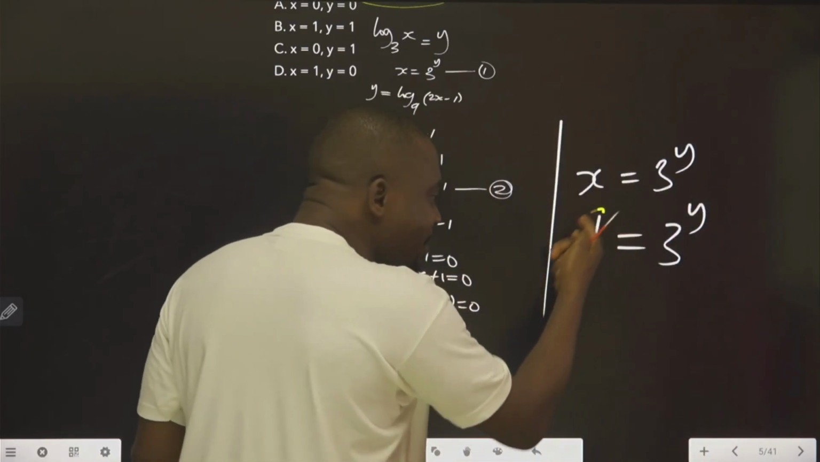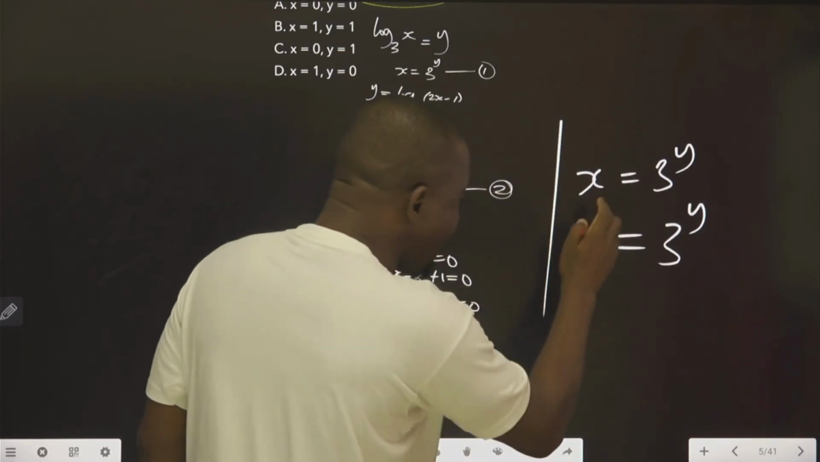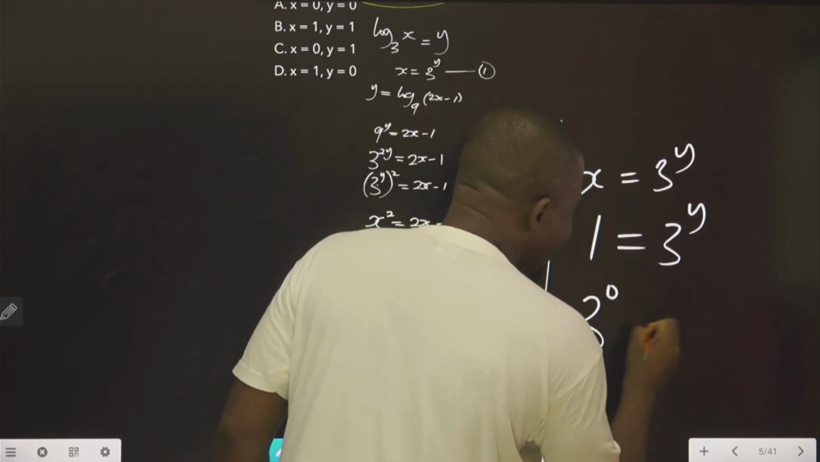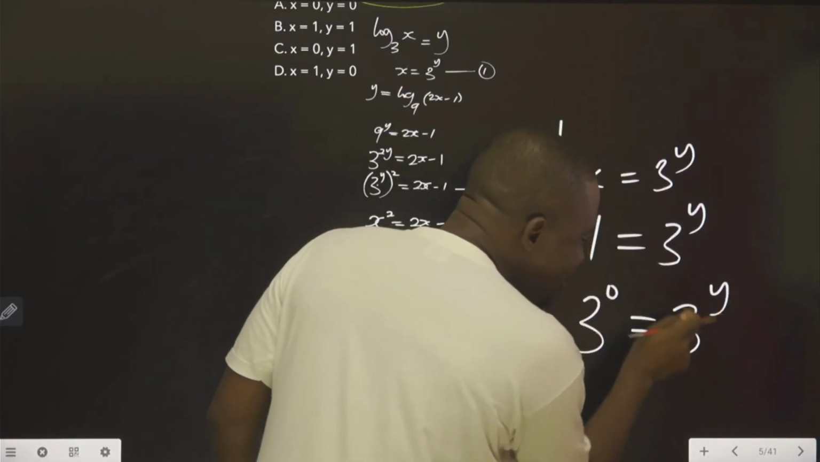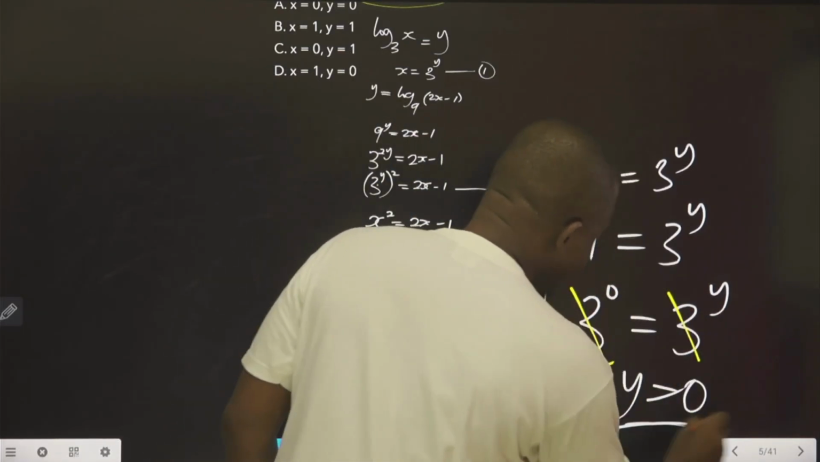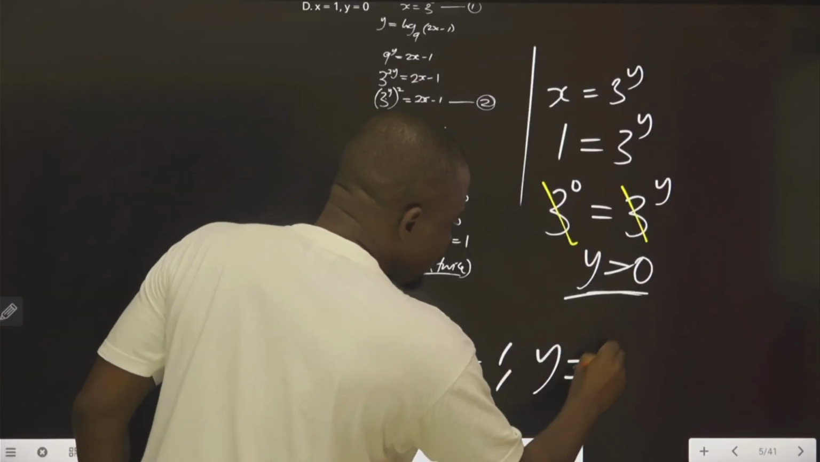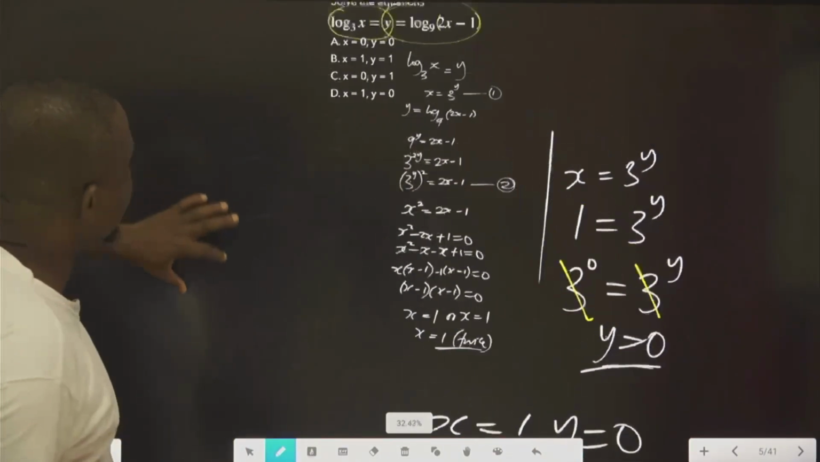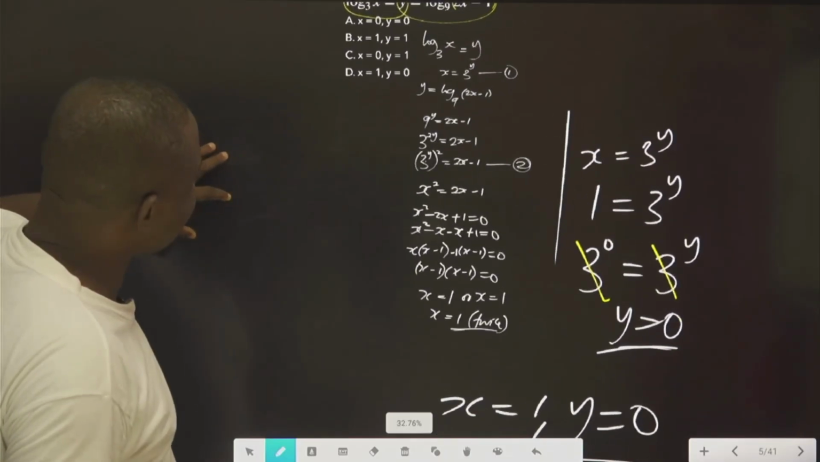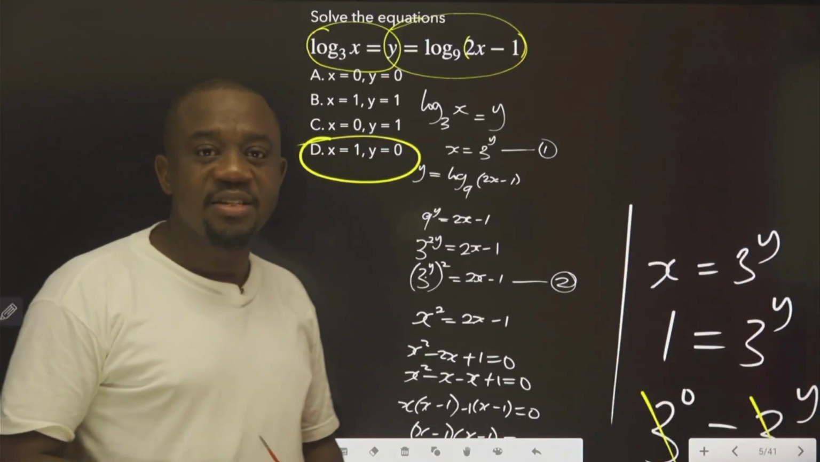So with this now, what is the meaning of this? Any 3 raised to the power 0 is 1, right? So I'm going to say this is 3 raised to the power 0. Why am I using 3? Because I saw 3 here. This and this will cancel. y therefore is equal to 0. It means x equals 1, y equals 0. This is the answer. Let's see. 1, 0, that is D.